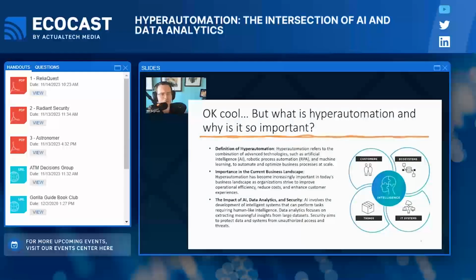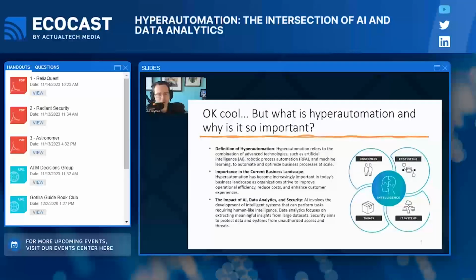Now, when we look at the current business landscape, why is it important to us? Why are we talking about it? Hyperautomation has become increasingly important in today's business landscape because organizations are striving to improve operational efficiency, reduce costs, and enhance customer experiences.